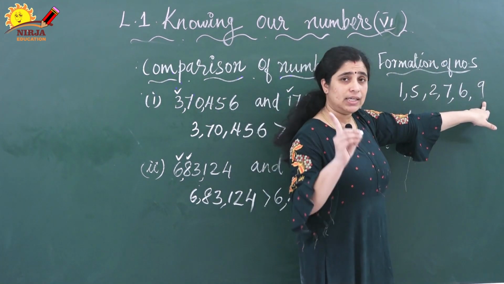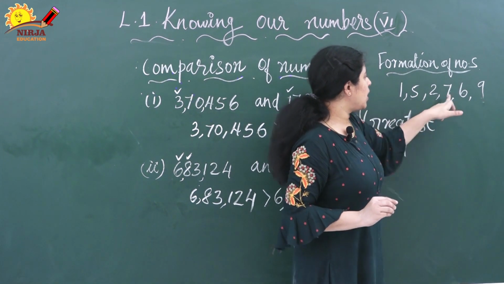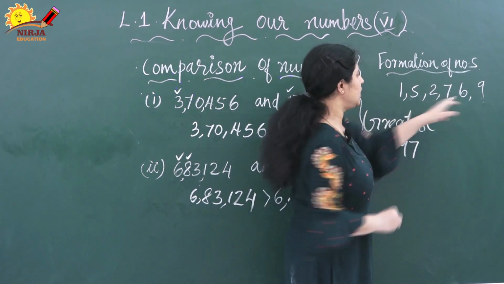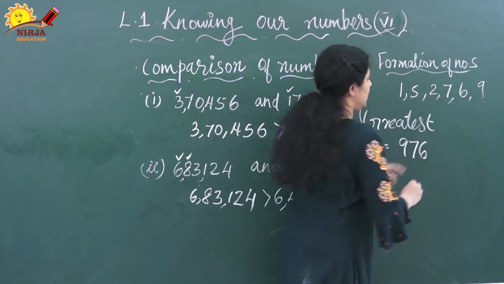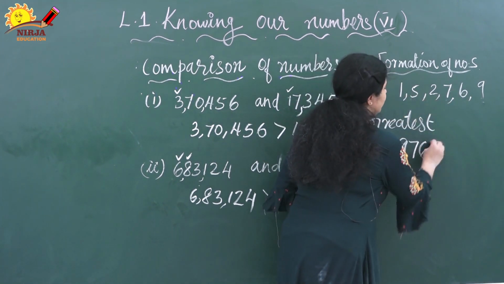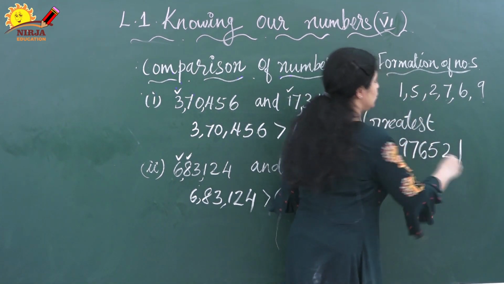The first one is 9. Then which number will come? Yes, 7, then 6, then 5, 2, 1.